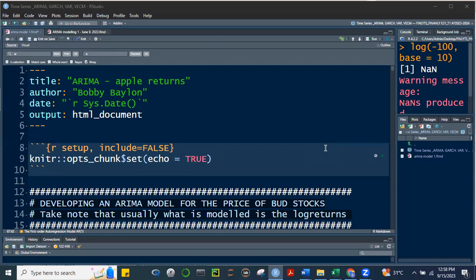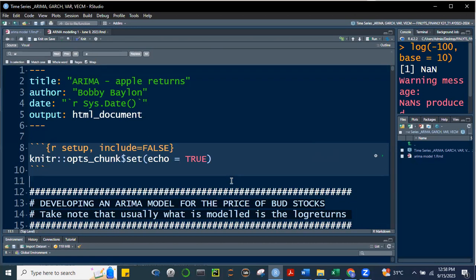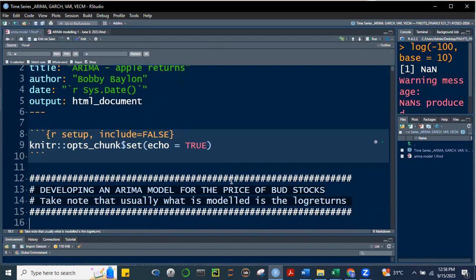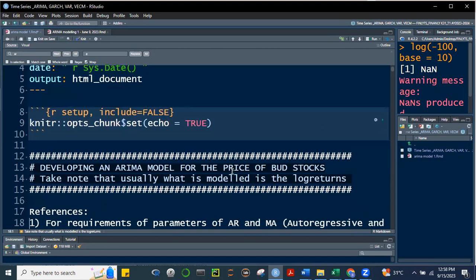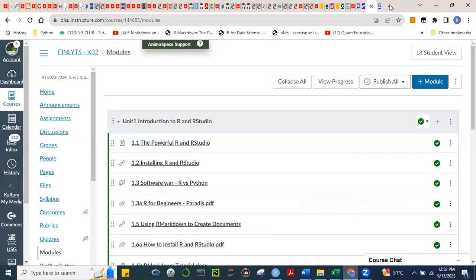Today, we're going to continue our discussion on time series analysis using ARIMA, Autoregressive Integrated Moving Average. I sent you a file in Canvas, and instead of using Apple stocks in line 13, we're going to use the Bud Light stocks because that's very interesting.